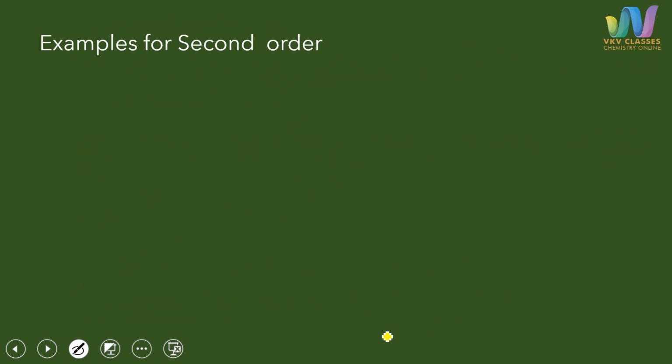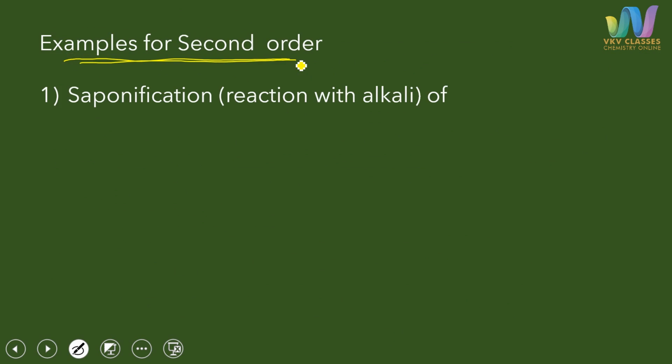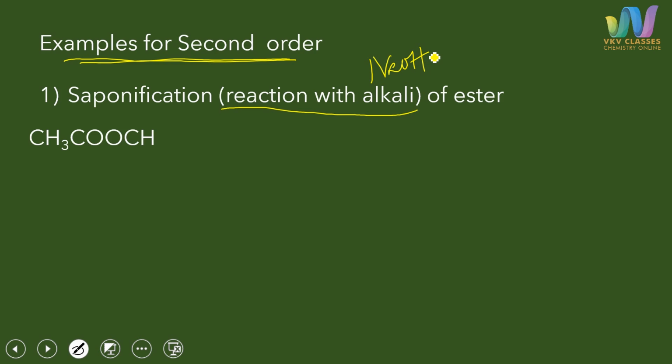Then examples for second order reaction. Most common example is saponification of ester. Saponification means reaction with alkalis like sodium hydroxide. That reaction is called saponification.